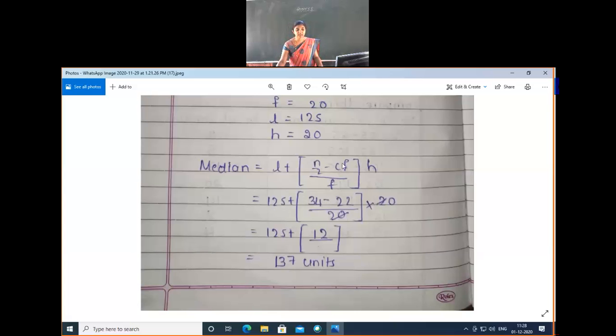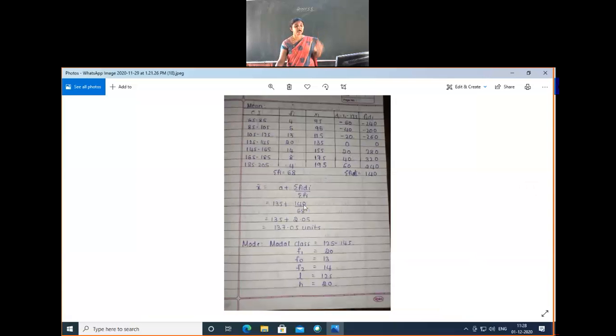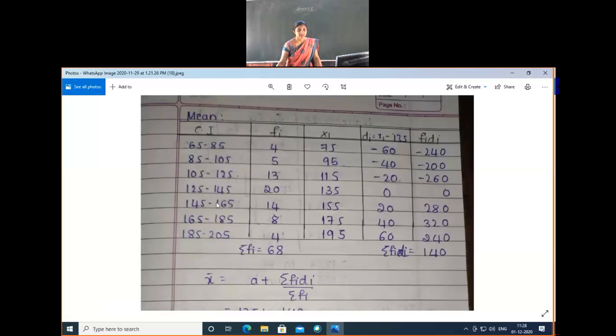Now just recall the median formula. Median is equal to L plus (N by 2 minus CF) divided by F, into H. L is 125 plus N by 2 is 34, minus CF is 22, divided by 20, into 20. Then 125 plus, here 20 cancels, 34 minus 22 is 12. When we add 125 plus 12, you will get 137 units. That is the median.